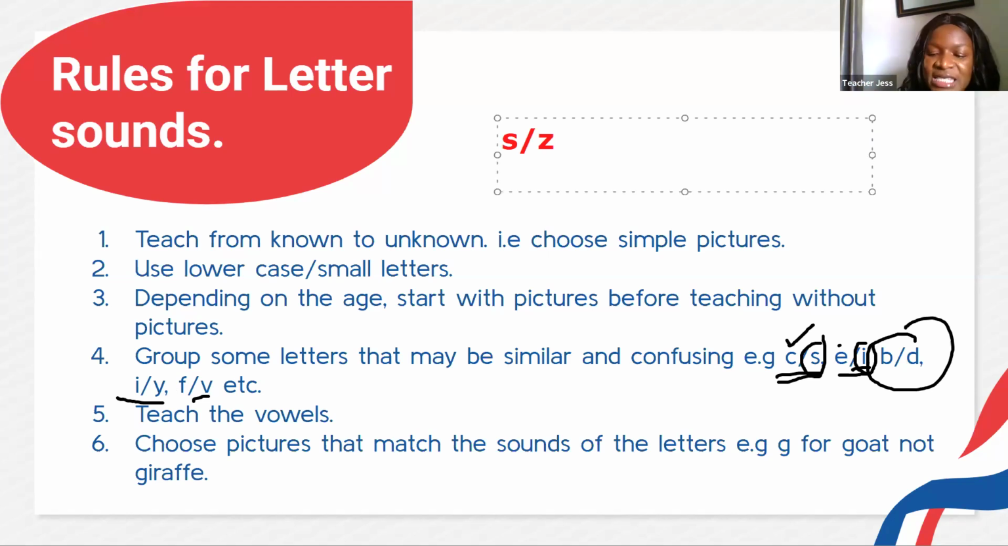How do you differentiate C and K? Usually we say C is the soft K and K is the hard K. So you ask me, how do I teach letter C and letter K? C is the soft K and K is the hard K.